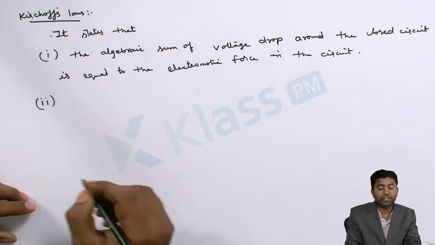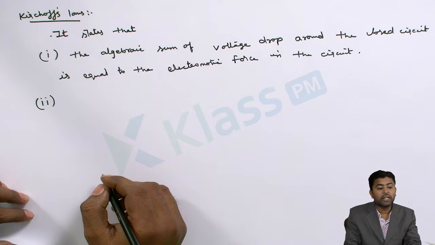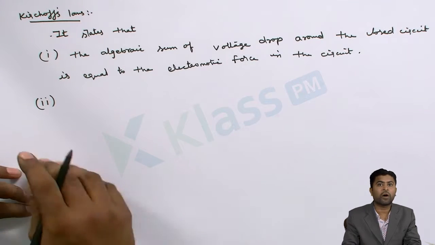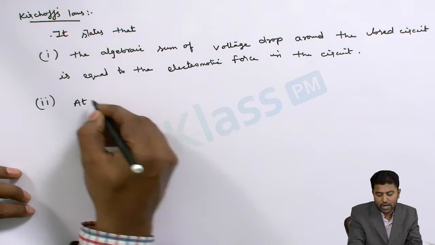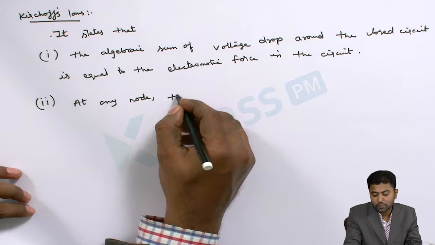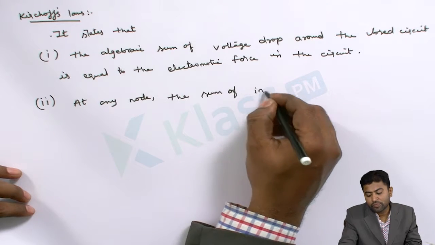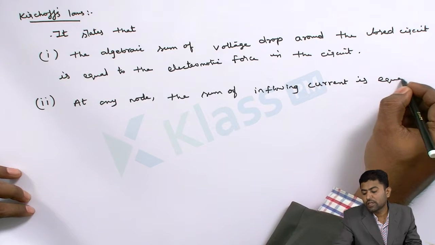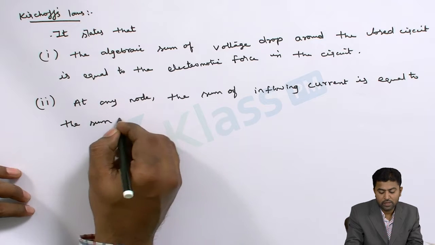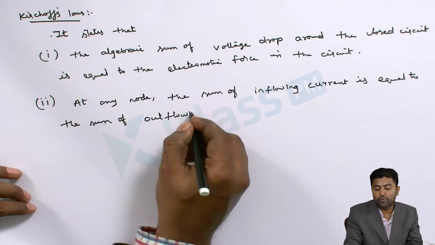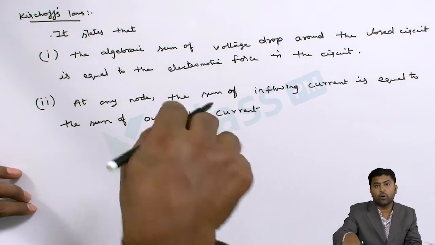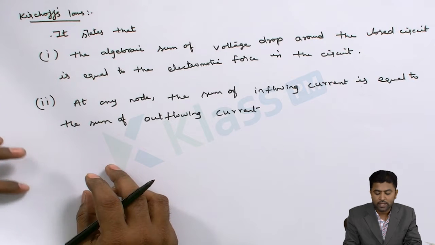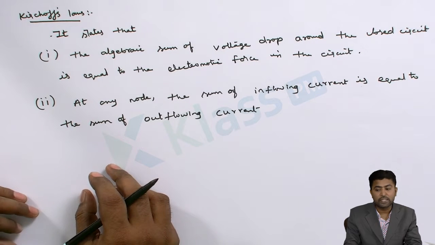And Kirchhoff's second law states that at any node, the sum of the inflowing current is equal to the sum of the outflowing current. That is given by Kirchhoff's second law.